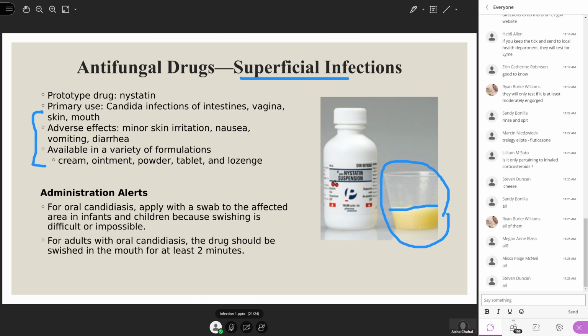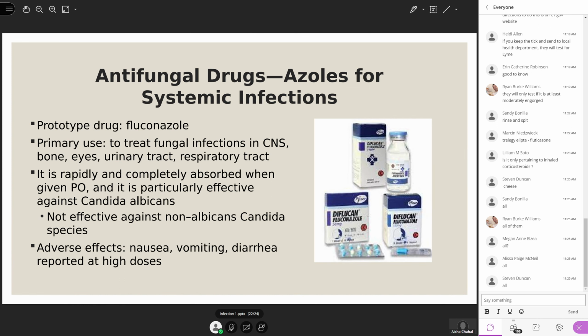For oral candidiasis, children and infants won't be able to swish and swallow. So if they can, it's fine. Otherwise, we can use a swab. Even in patients who are on a ventilator or unconscious, we can take a swab and put some of the nystatin in the mouth, okay? And keep it there for 2 minutes.